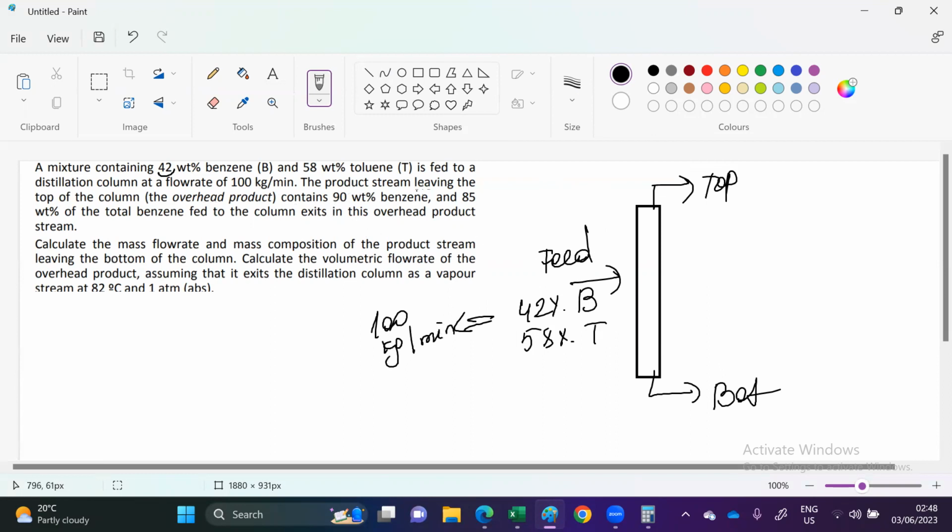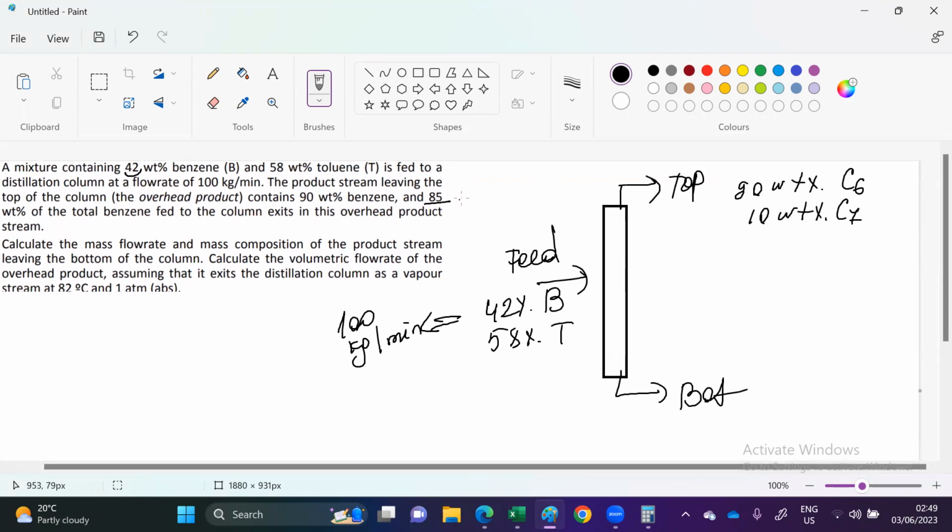Great. So the product leaving the top of the column, the overhead, is 90%. This is given by mass, by the way. The remaining one will be C7. And 85% of the total benzene fed to the column exits in this overhead product. So it says that 90% C6 in the top product is equal to 0.85 of the total benzene fed to the column.